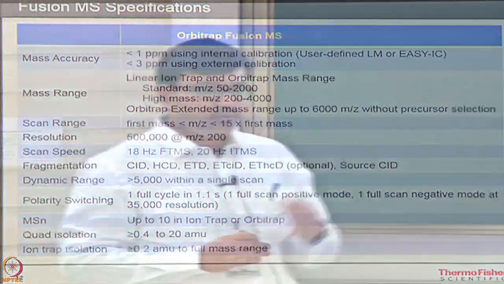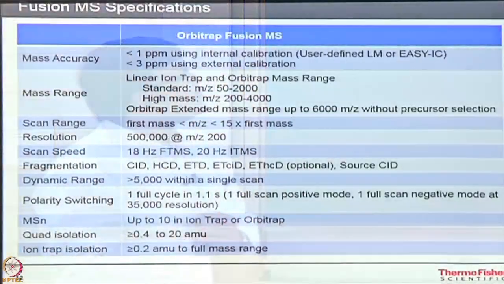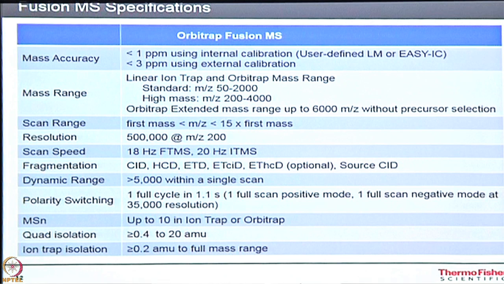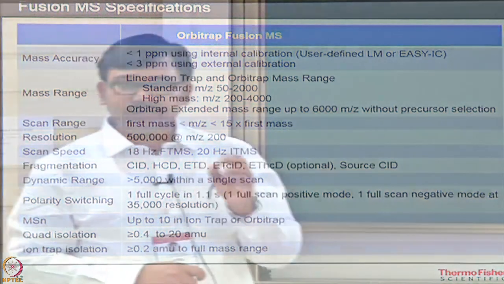Now the mass range: you can acquire the mass range from 50 to 6000 m/z, not the mass. Okay, so m/z. The bigger the molecule, the higher the charge state, and it will come inside this range. But you cannot scan the whole mass range 50 to 6000 in one shot. You can scan from the first mass, and the highest is 15 times the first mass. For example, if you start from 100 m/z, you can scan up to 1500 m/z. So if you want to scan the full mass range, you have to divide the scan range: 100 to 1500 and 1500 to 6000.